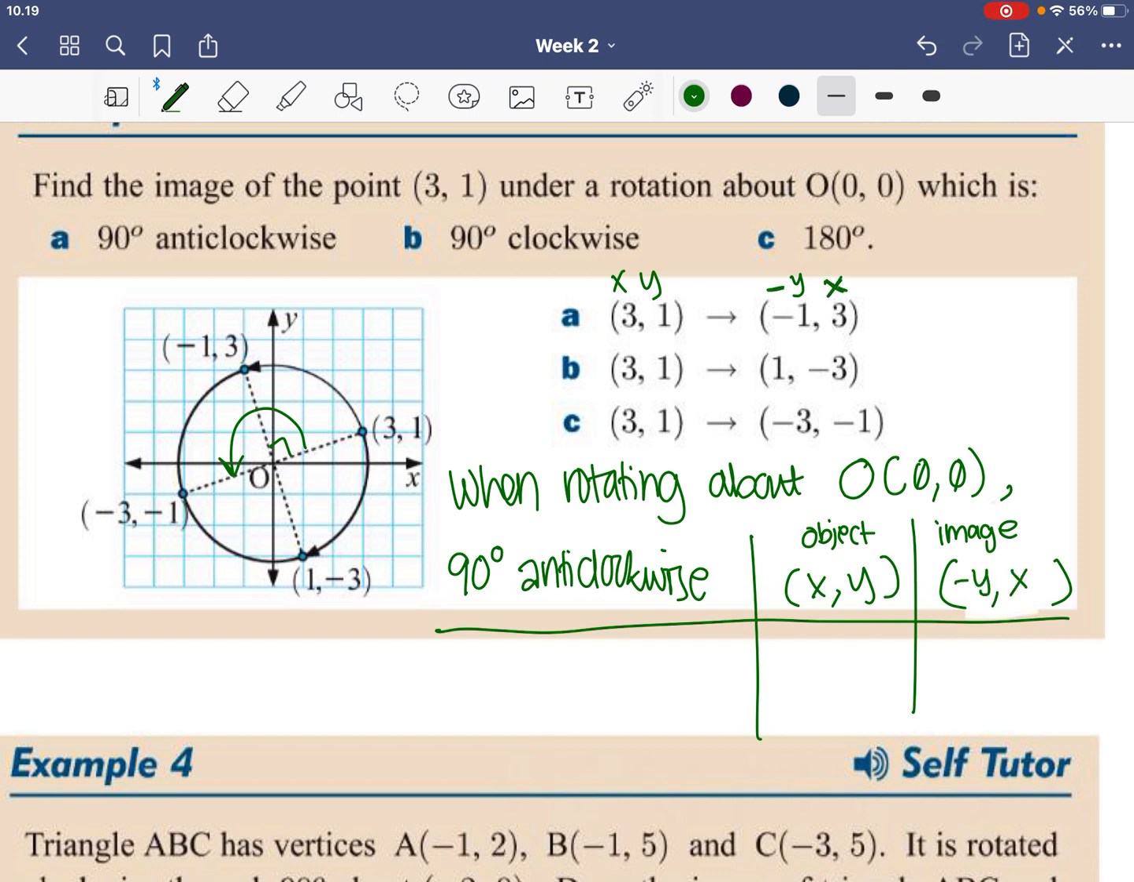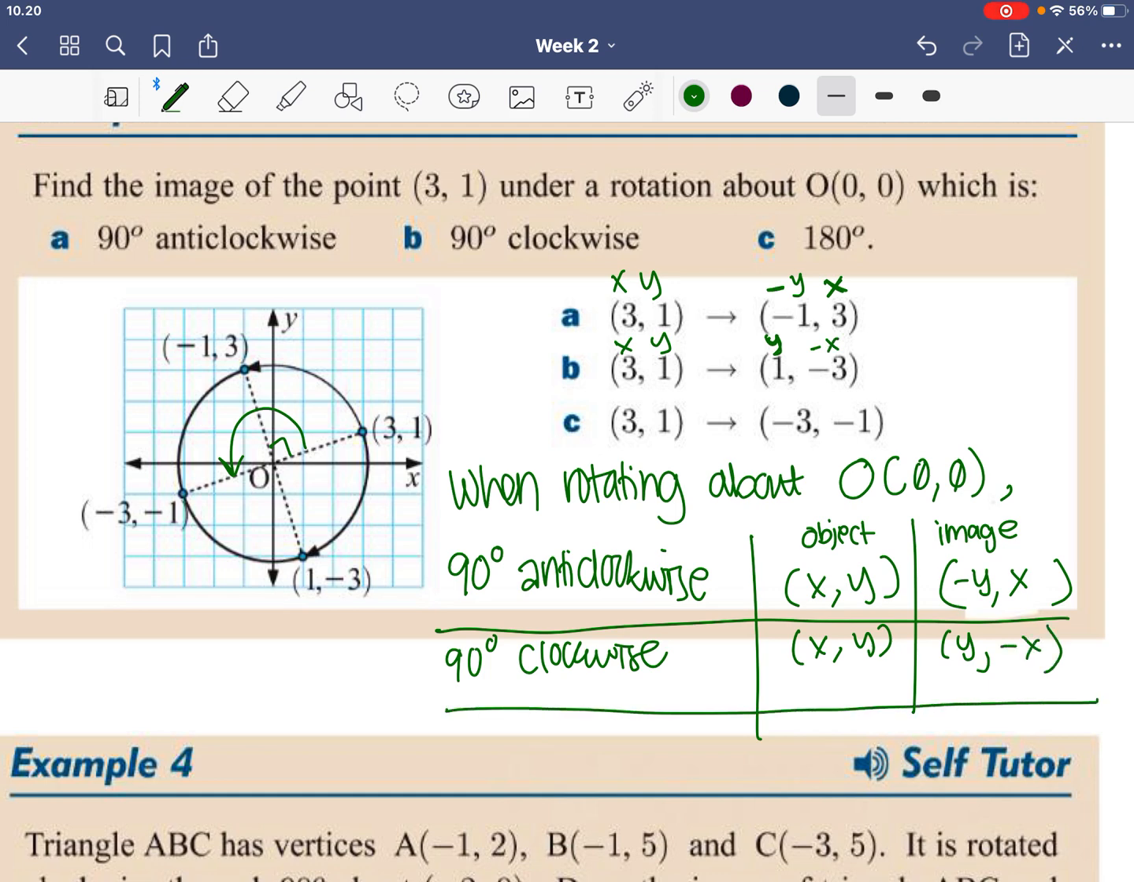Okay, I'm looking at patterns here. So again, for this one, (x, y), so it's 90 degrees clockwise, (x, y), and then this is (y, -x).